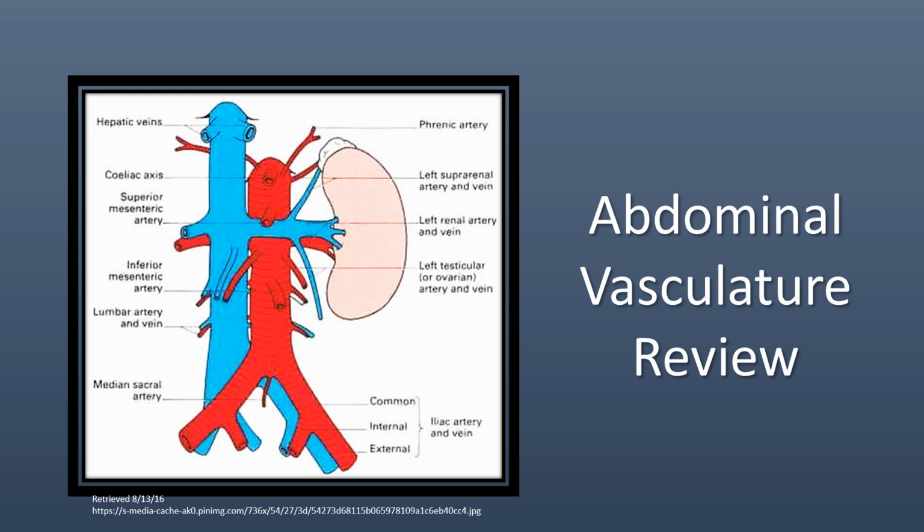Very important relationship. And also note that the left renal vein, not only is it anterior to the left renal artery, it's also anterior to the aorta itself. So it is anterior to the aorta and posterior to the superior mesenteric artery. Once again, it's a very important relationship.